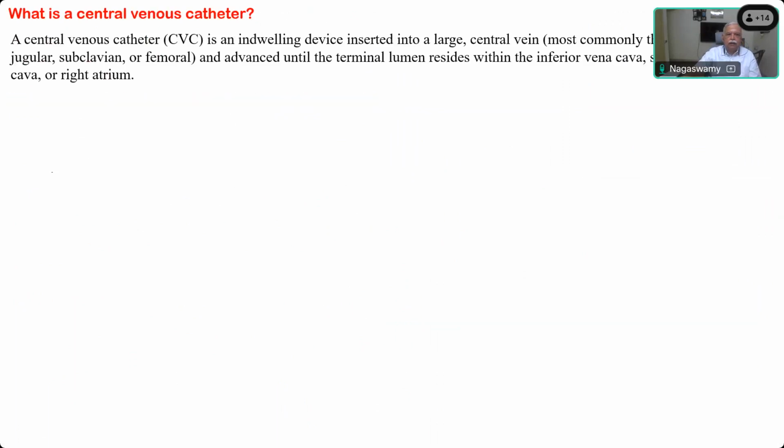A central venous catheter is an indwelling device inserted into a large central vein, most commonly the internal jugular, subclavian or femoral, and advanced until the terminal lumen resides within the superior vena cava, inferior vena cava or the right atrium. Then only, that is, it should go inside the thorax. That is the main aim of a central venous catheter. And in this situation, they can ask you what is the CVP, central venous pressure. How do you define central venous pressure?